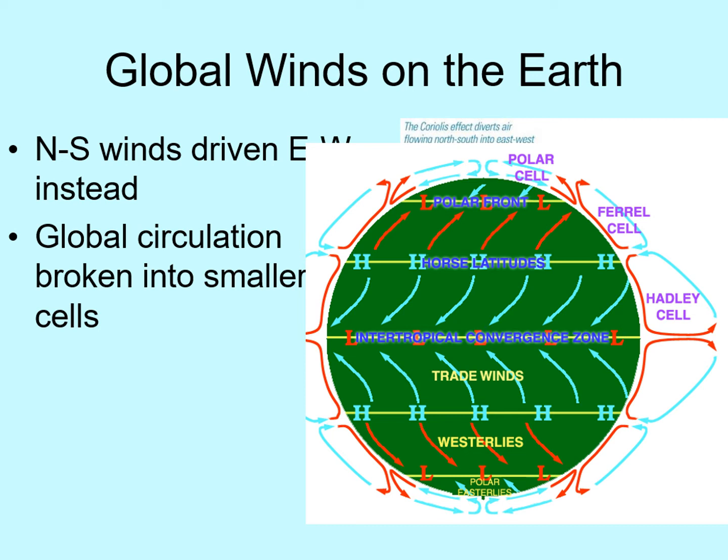Notice also that this causes alternating regions of rising and descending air at different latitudes. This is detected from the surface as regions of higher and lower air pressure and characteristically different weather. We'll come back to this shortly when we talk about clouds.